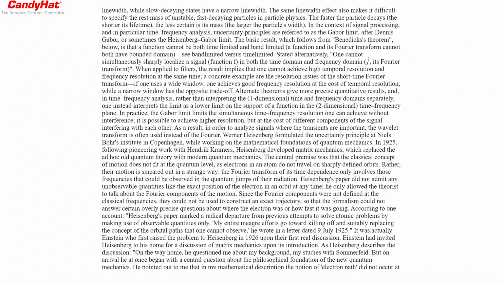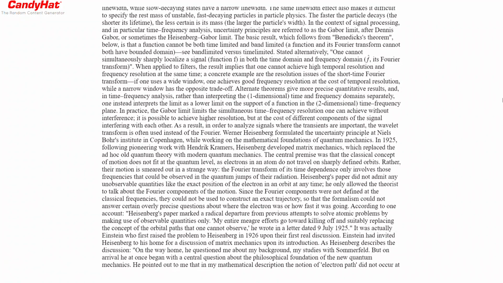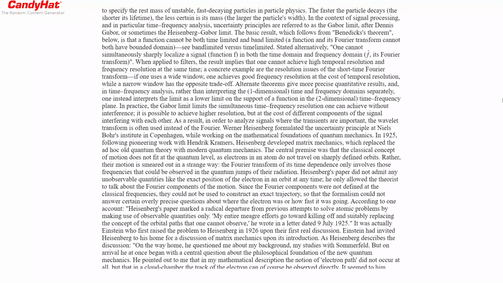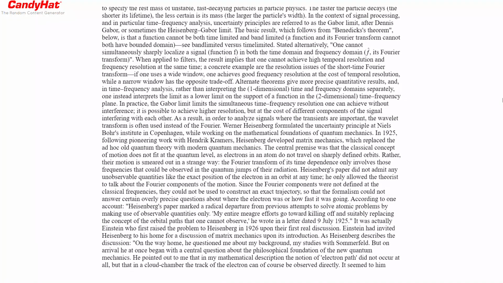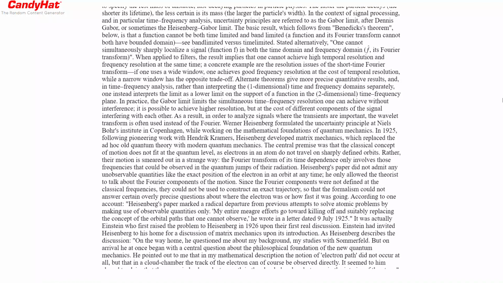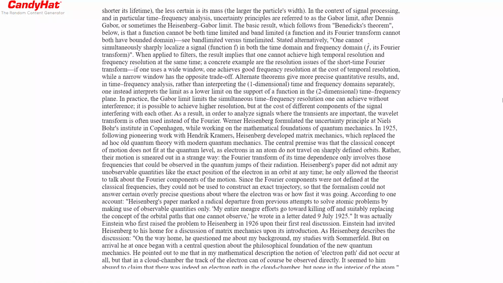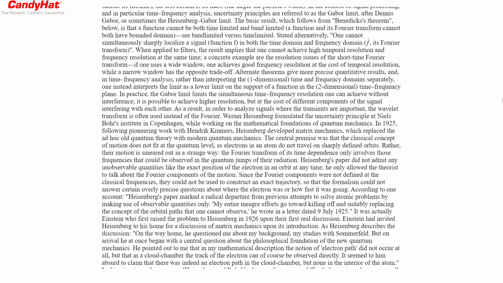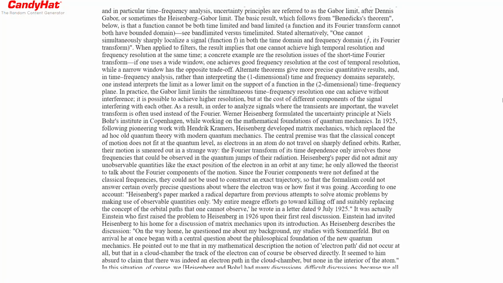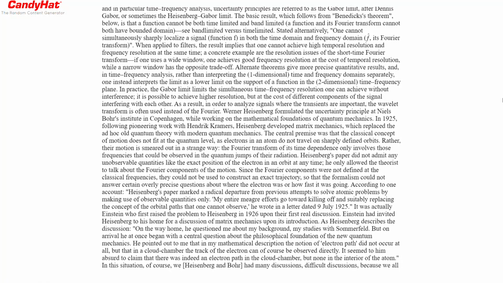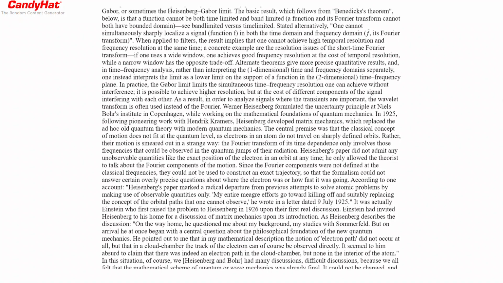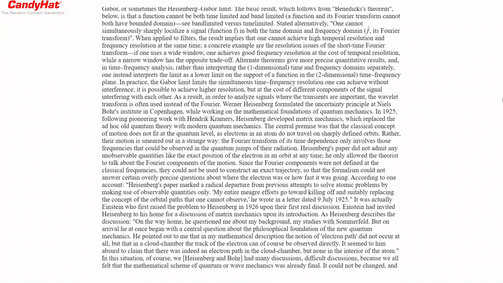According to one account, Heisenberg's paper marked a radical departure from previous attempts to solve atomic problems by making use of observable quantities only. "My entire meager efforts go toward killing off and suitably replacing the concept of the orbital paths that one cannot observe," he wrote in a letter dated July 9, 1925. It was actually Einstein who first raised the problem to Heisenberg in 1926 upon their first real discussion.